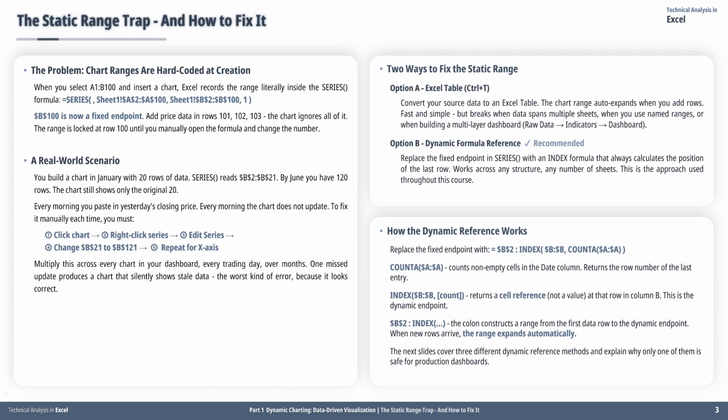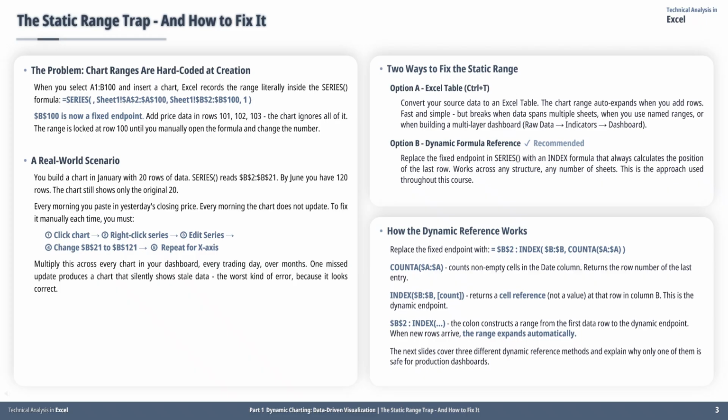Option B is the approach we use throughout this course. Replace the hard-coded B100 with an index formula that always calculates the row number of the last entry. When new data arrives, the range extends automatically. This approach works at any scale, across any number of sheets, with no limitations.